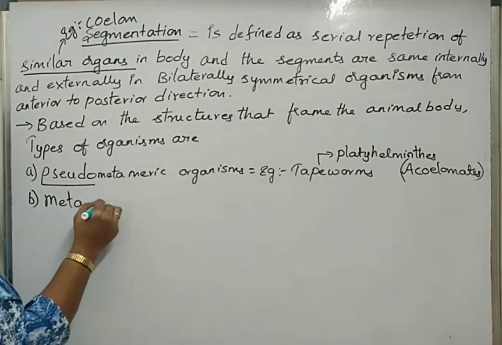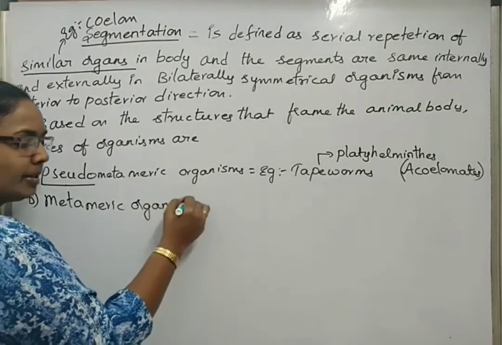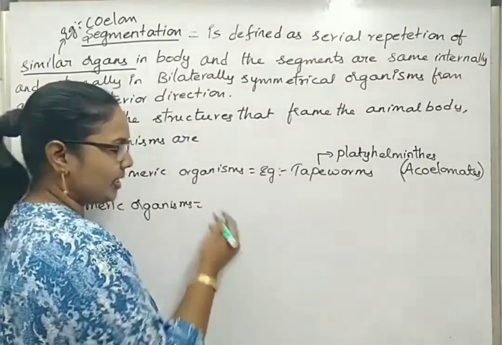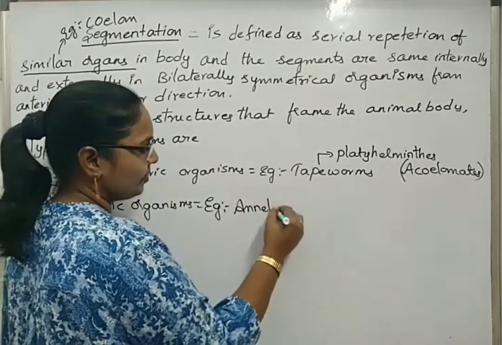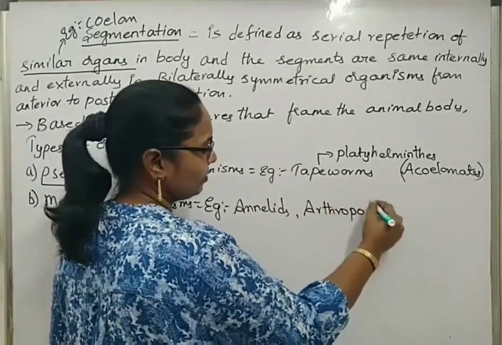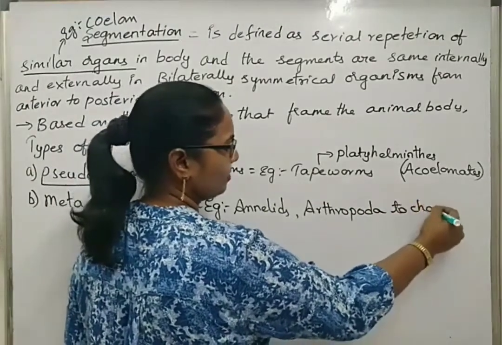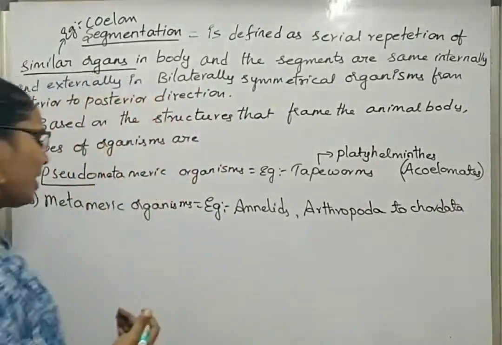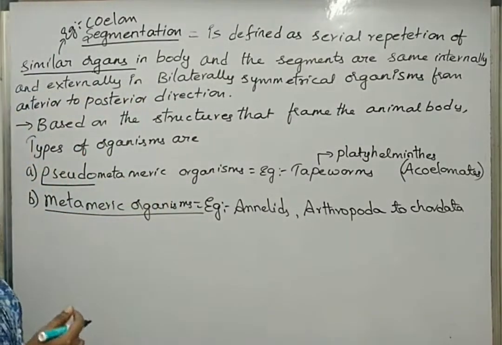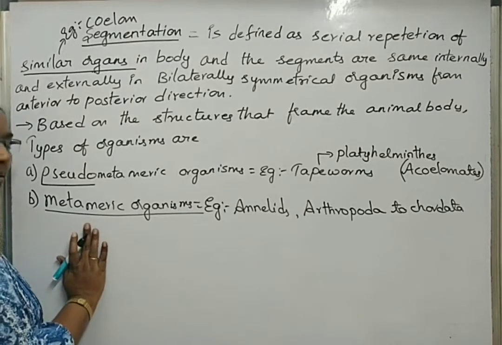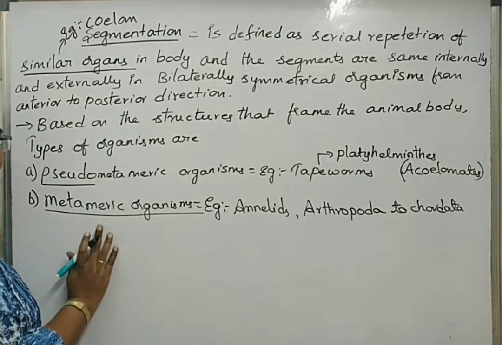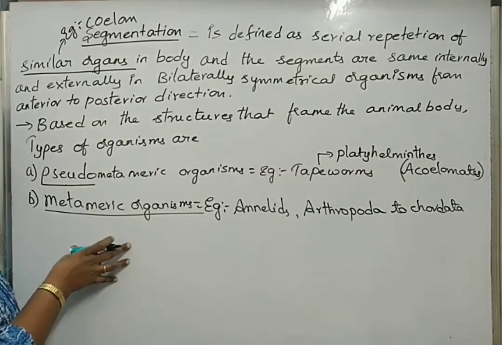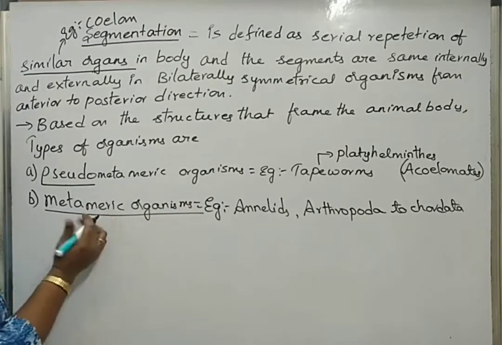The second type is metameric organisms. Here we can take examples starting from Annelida, Arthropoda, and chordates. So the examples are annelids, arthropods, to chordata. In chordata, we see the schizocoelomates as the metameric organisms. So what are these metameric organisms? In these organisms, the body is externally and internally divided into segments with serial repetition. All of them are coelomate, coelomate, and coelomate. The coelom is repeated in all the parts of the body.